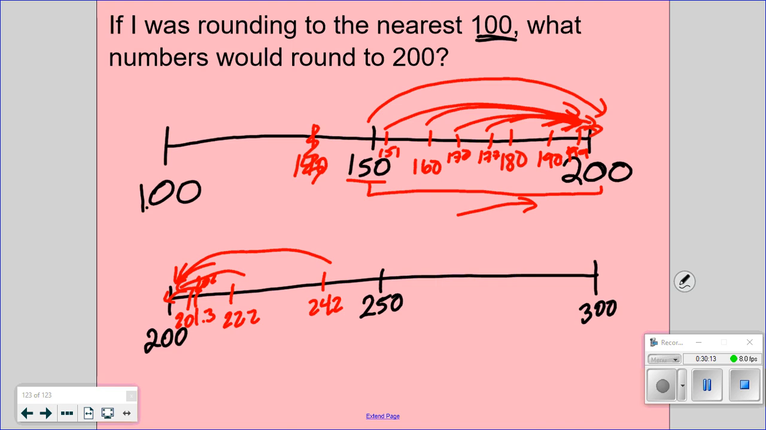So there's going to be a whole list of numbers that will round to 200. Is 250 going to be one of them? No. 250 is going to round up, so 250 is not going to be a number that rounds to 200. Sean? 49.9. 49.9 is not going to round to 200.